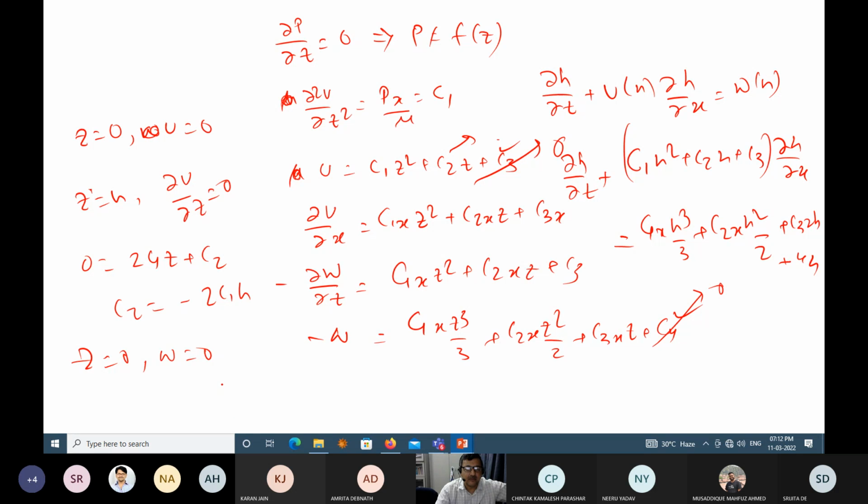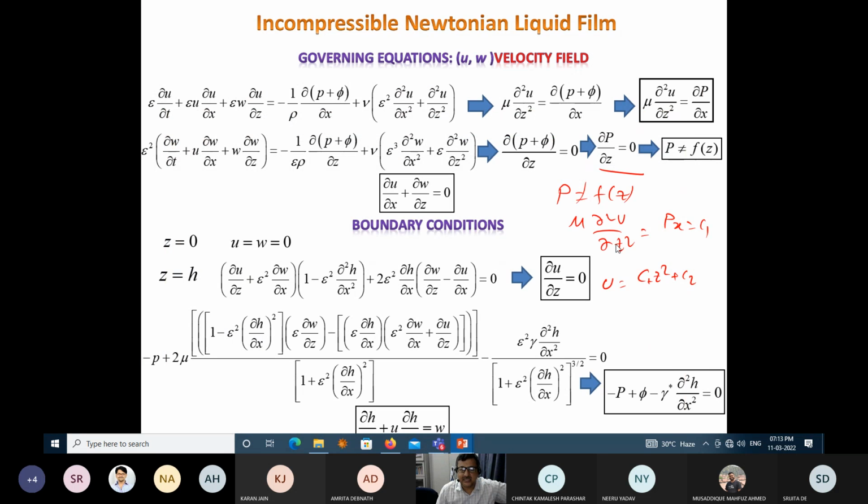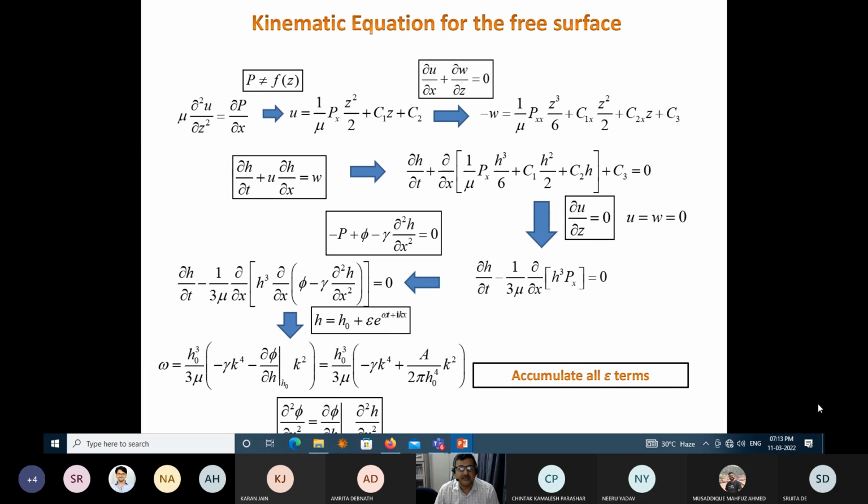C1 you will get from the normal stress balance. So you can understand that all the constants can be obtained. I think in the next page it is given. So this is the equation. This is done in a different way. This is U, this is W. Now you replace U and W at h. Then you enforce the boundary condition, right? And then once you enforce, this is your normal stress balance. You enforce all the boundary conditions, what you obtain is the famous thin film equation.